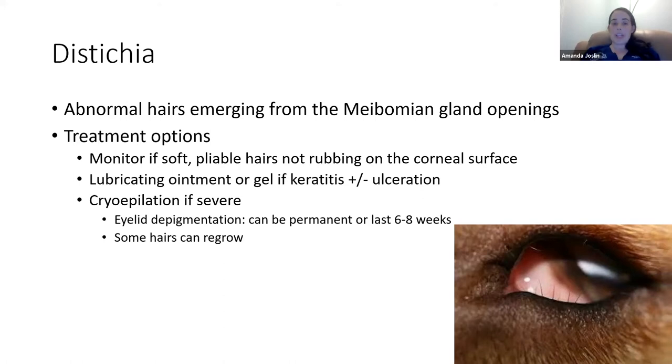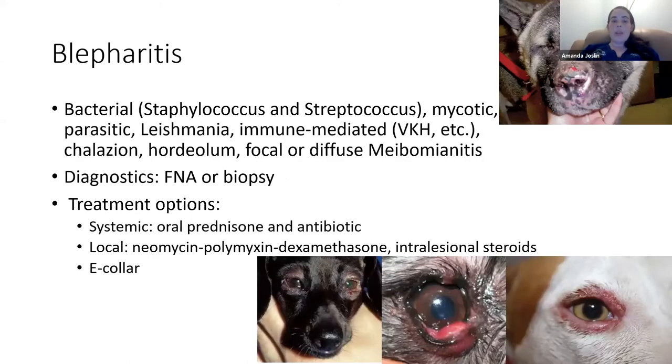You have to do it pretty aggressively. So eyelid depigmentation can occur. That's just a cosmetic issue. It usually comes back after 6 to 8 weeks, but it can be permanent. And the big thing is some hairs can regrow. So sometimes you have to repeat it.